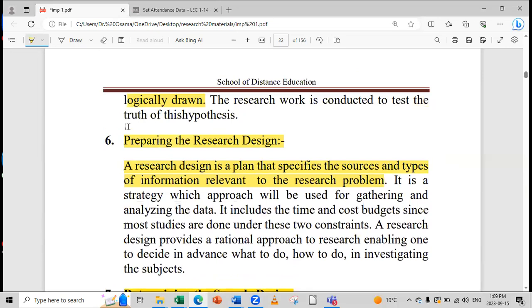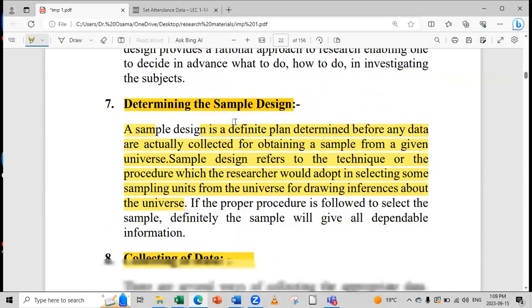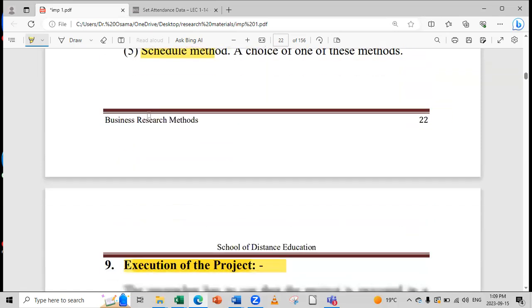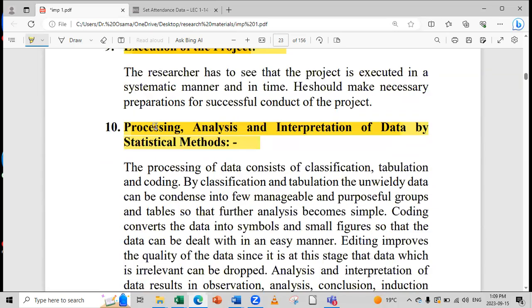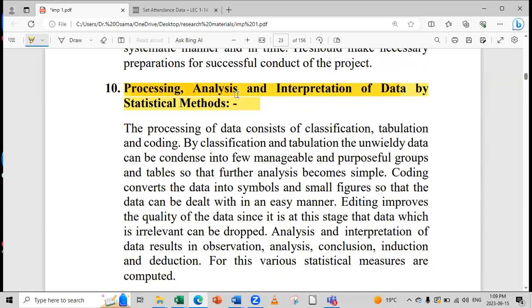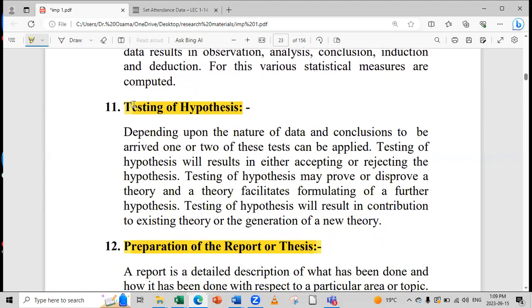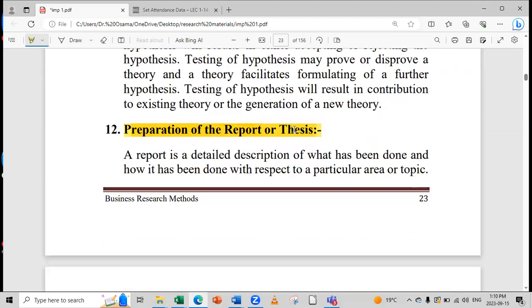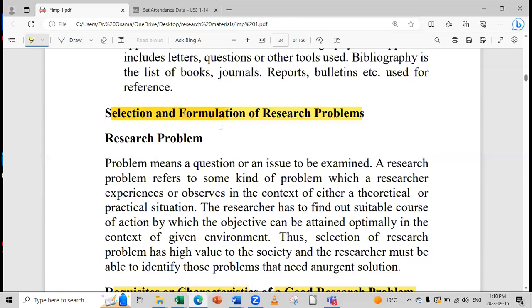We also prepare the research design, determine the sample design, and collect the data. We know about the qualitative and quantitative approaches for the data and execution of the project, followed by analysis and interpretation of data, using statistical methods for testing the hypothesis, then preparation of the report, which includes the recommendations on how to solve the problem.